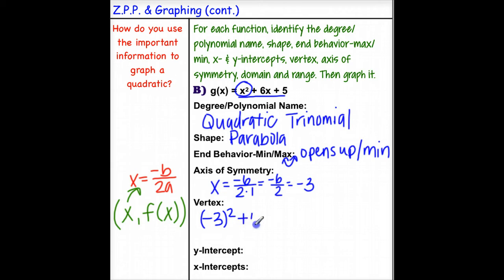So this is plus 6 times negative 3 plus 5. Negative 3 squared is 9. 6 times negative 3 is negative 18 plus 5. 9 minus 18 is negative 9 plus 5 is negative 4. So therefore, my vertex is going to be negative 3, negative 4.